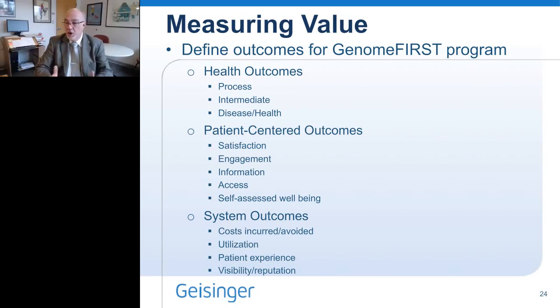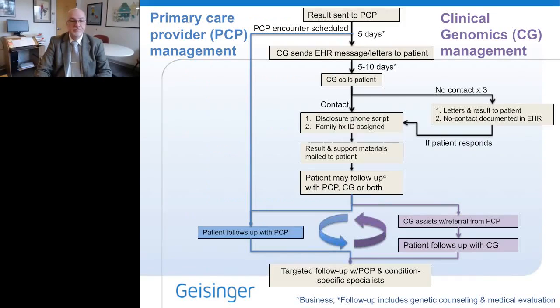And then there's the marketing outcome that is important for systems, which is how does this impact our visibility with our peers and our reputation? So all of these things have to be accounted for, and we're in the process of building out ways to capture the different outcomes for the conditions of interest.